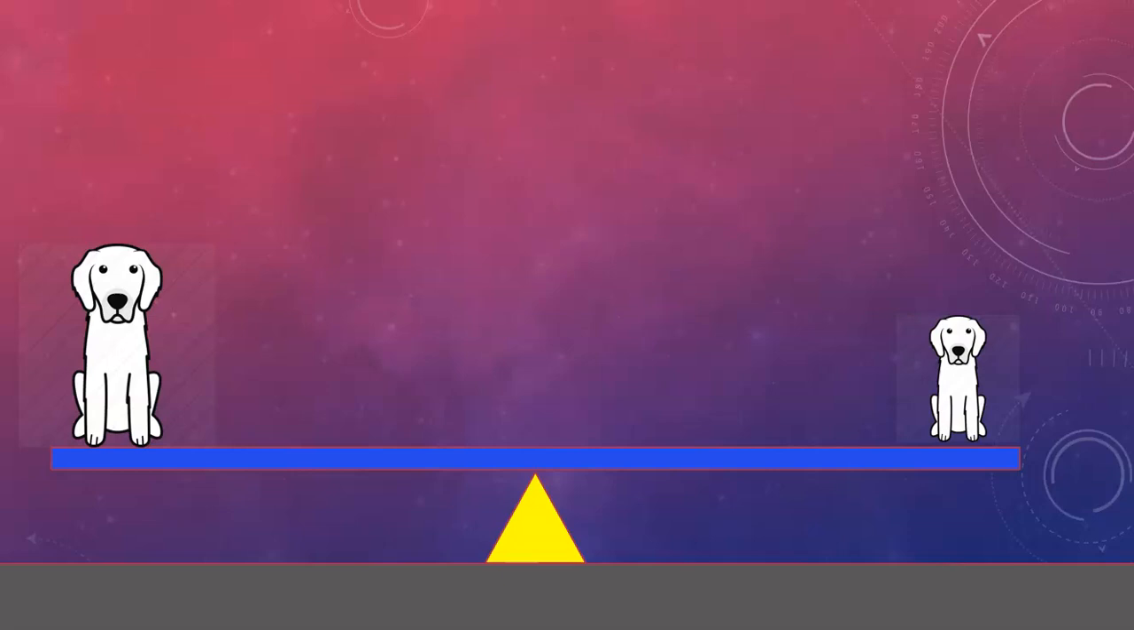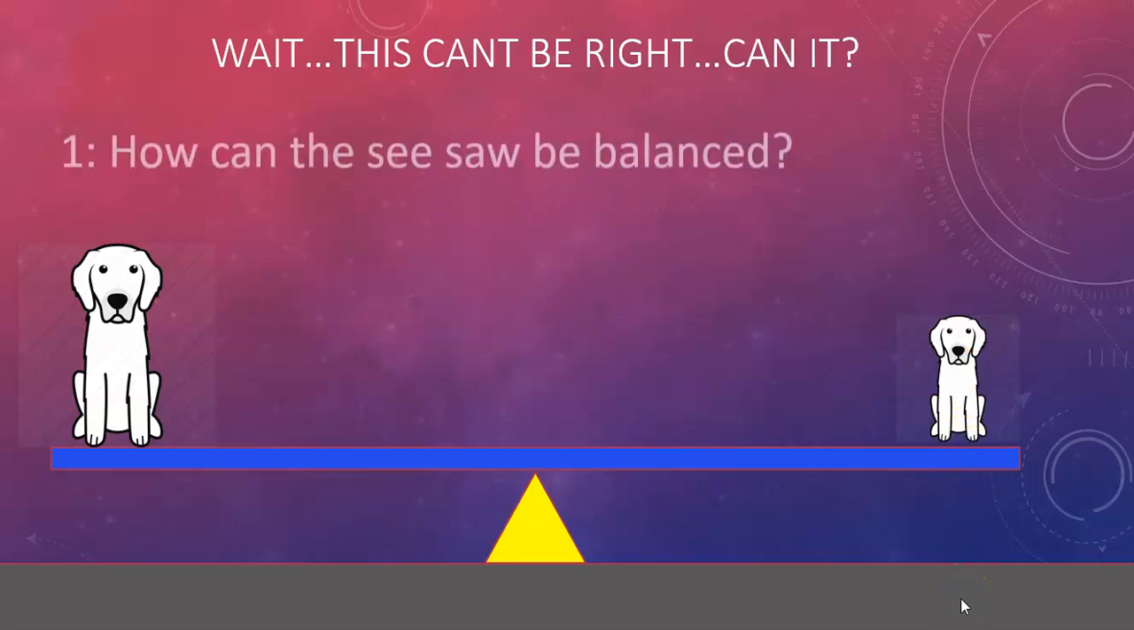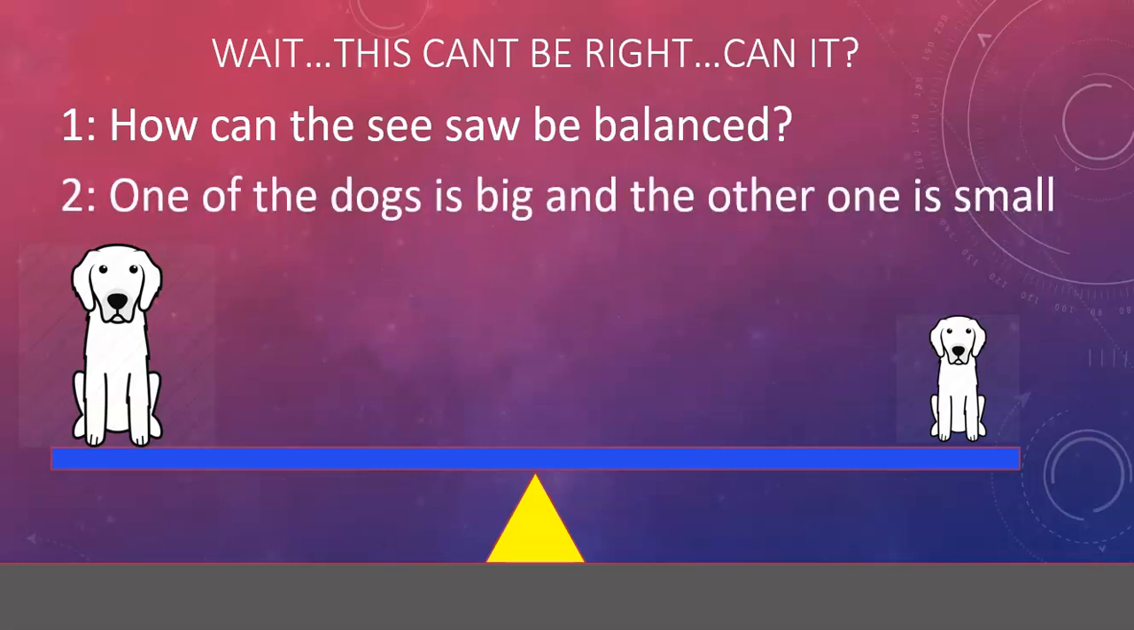Okay, this is a bit strange. That can't be right, can it? The seesaw has stayed in balance. We would have expected this side to drop to the ground because this dog is bigger. So we would expect this side to sink to the ground and this small dog to rise up into the air. How can the seesaw be balanced? One of the dogs is big and the other one is small.